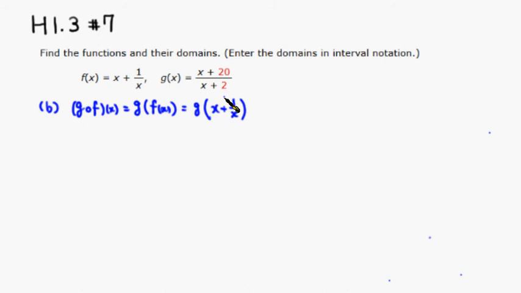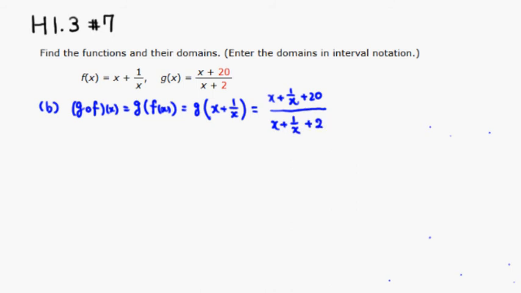Then go to the definition of the formula of g. Every time you see x, we're going to put x plus 1 over x. So I see x, we put x plus 1 over x, then plus 20 over, you have another x, so we put x plus 1 over x, plus 2.